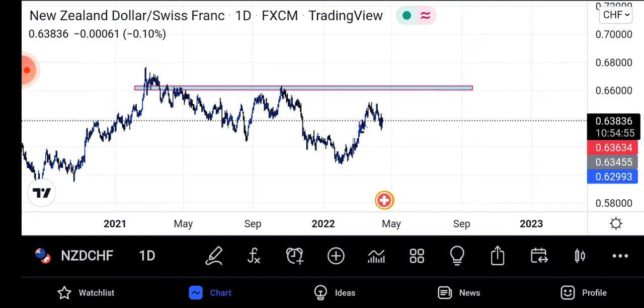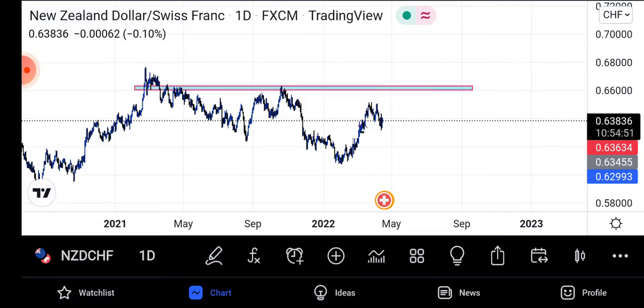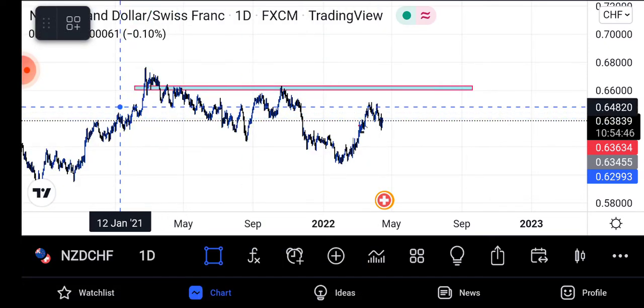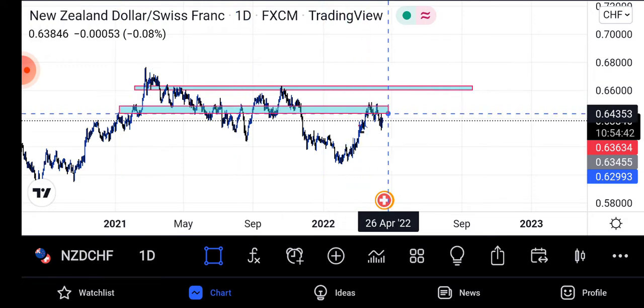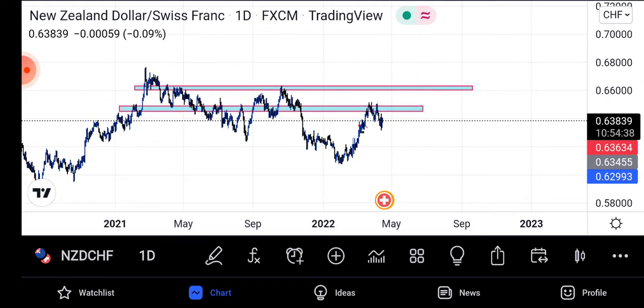Here should be my first on the daily time frame. This is on the daily time frame. I'll spot another just here, just here.